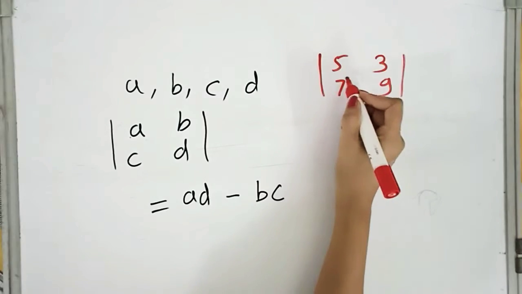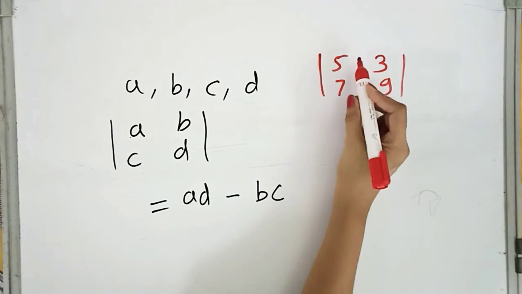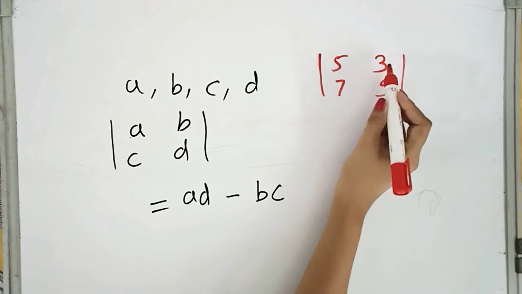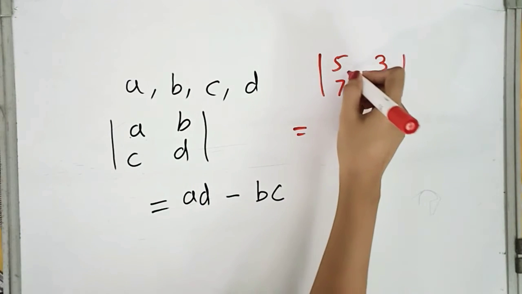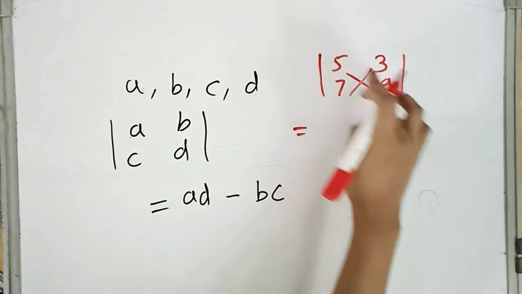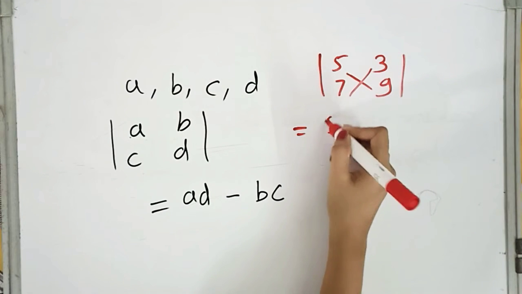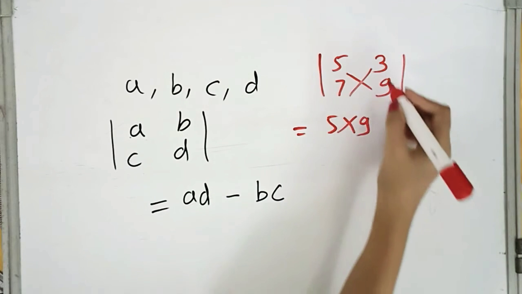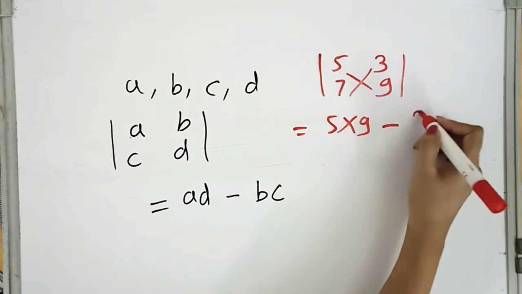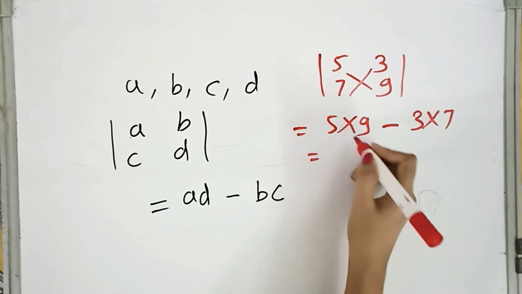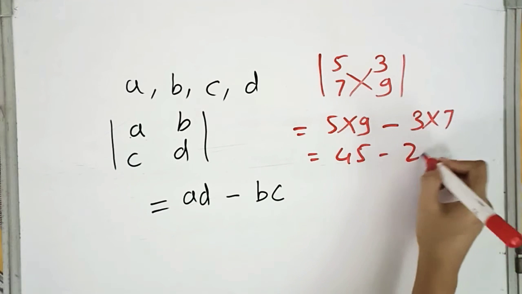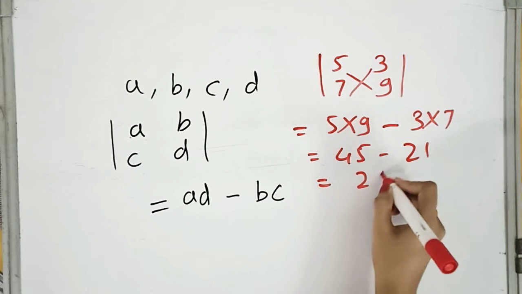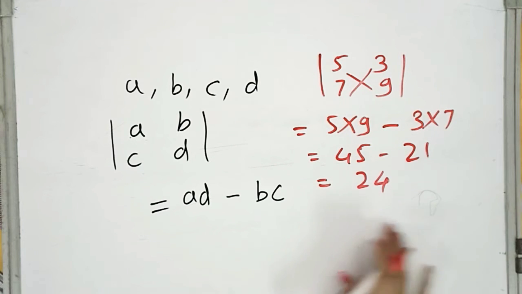Now let's see an example. We are given the determinant 5, 3, 7, 9. So we will make a cross. Now the diagonal elements are 5 and 9. Multiply 5 by 9 minus 3 by 7. So this will be 5 9s are 45 minus 3 7s are 21. So the answer will be 24. This is how we will solve the determinant.